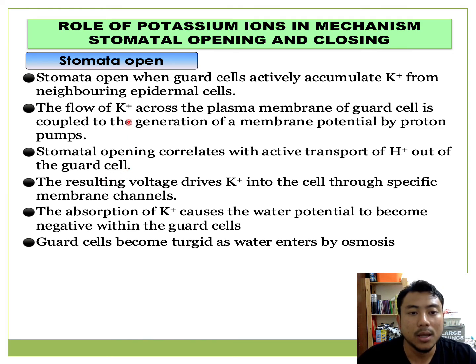So maksudnya bila ada potassium ion masuk, somehow proton pump ni akan bawa keluar hydrogen ion keluar out of the gut cells. Okay. This resulting voltage drives more potassium ion masuk ke dalam sel melalui specific membrane channels. Maknanya bila ada perbezaan voltage ini akan menyebabkan lebih banyak potassium yang akan masuk. The absorption of potassium causes the water potential to become negative within the gut cells.